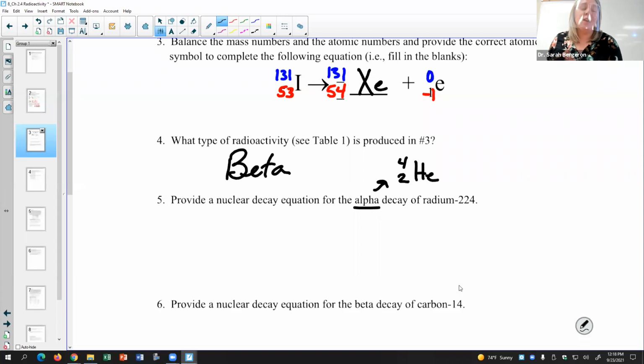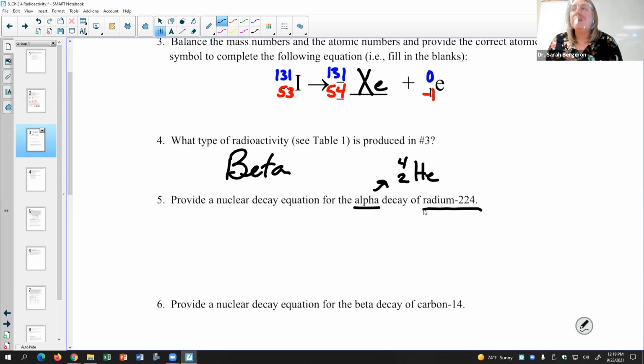He-4, right? Because it's a helium nucleus. So a helium nucleus has 2 protons and 2 neutrons. That would give me a mass number of 4 and an atomic number of 2. Okay. So now I'm decaying radium-224.